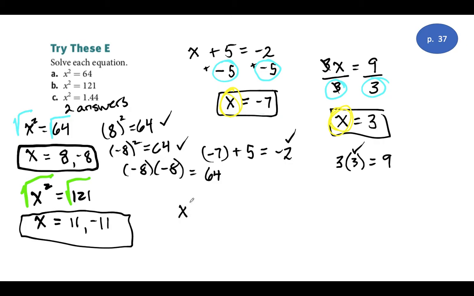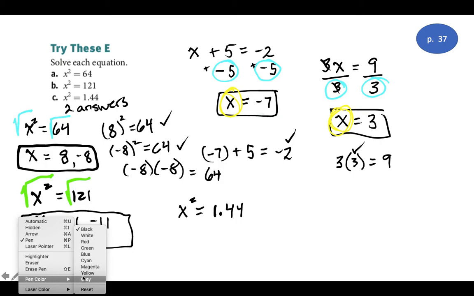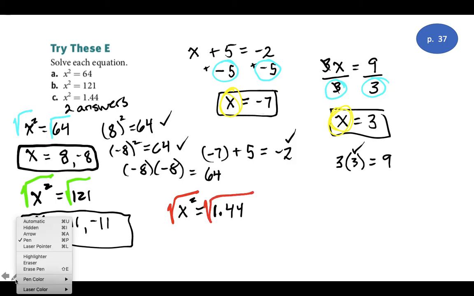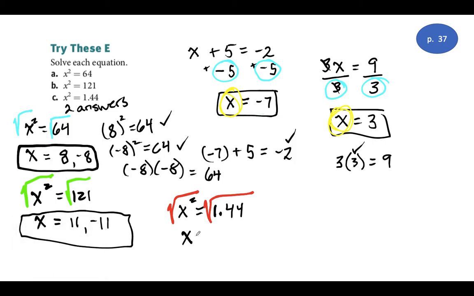All right, let's look at the last one. x squared is equal to 1.44. It doesn't matter that there's a decimal there because it is being squared. I am going to take the square root of both sides. The inverse of squaring is the square root. So the square root of x squared is x. The square root of 1.44.